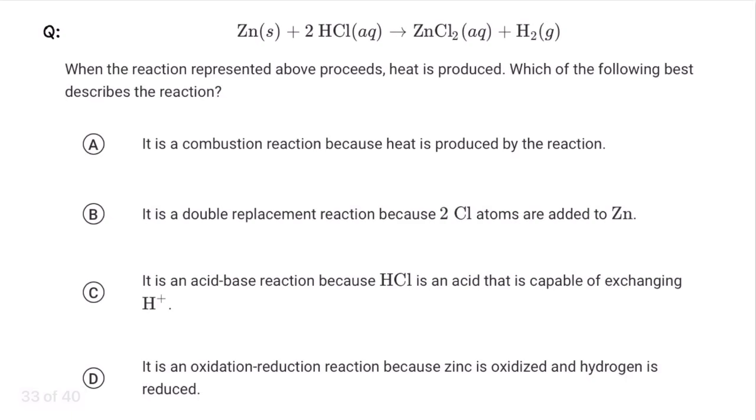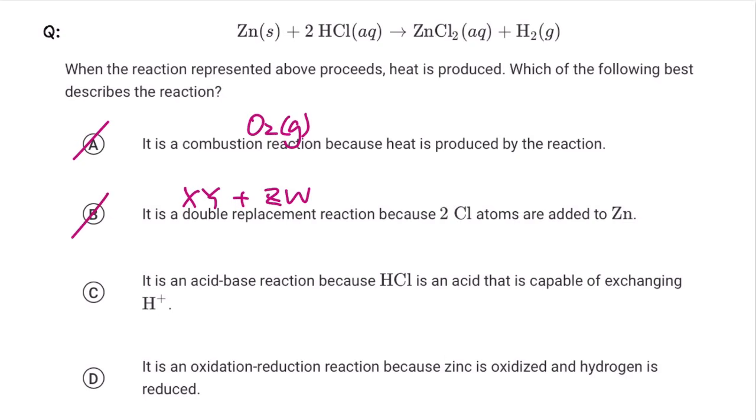When the reaction represented above proceeds, heat is produced. Which of the following best describes the reaction? A, it is a combustion reaction. It is not a combustion reaction, obviously. For combustion, oxygen has to be involved. B, it is a double replacement reaction. Double replacement reaction only occurs when it's two compounds reacting with each other, such as XY reacting with ZW. But zinc is an element, so it's not double replacement.